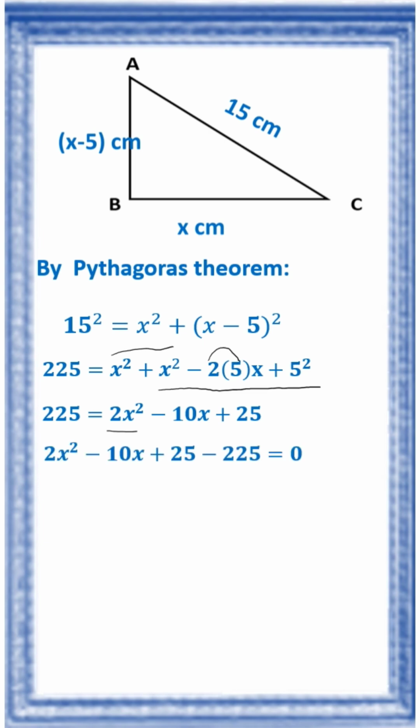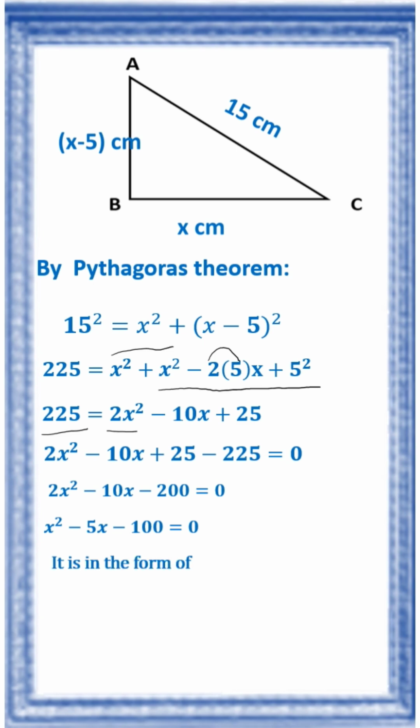Now bring 225 to RHS. You will get 2x square minus 10x plus 25 minus 225 is equal to 0, which is 2x square minus 10x minus 200 is equal to 0. Now let us divide the equation by 2. That is x square minus 5x minus 100 is equal to 0.